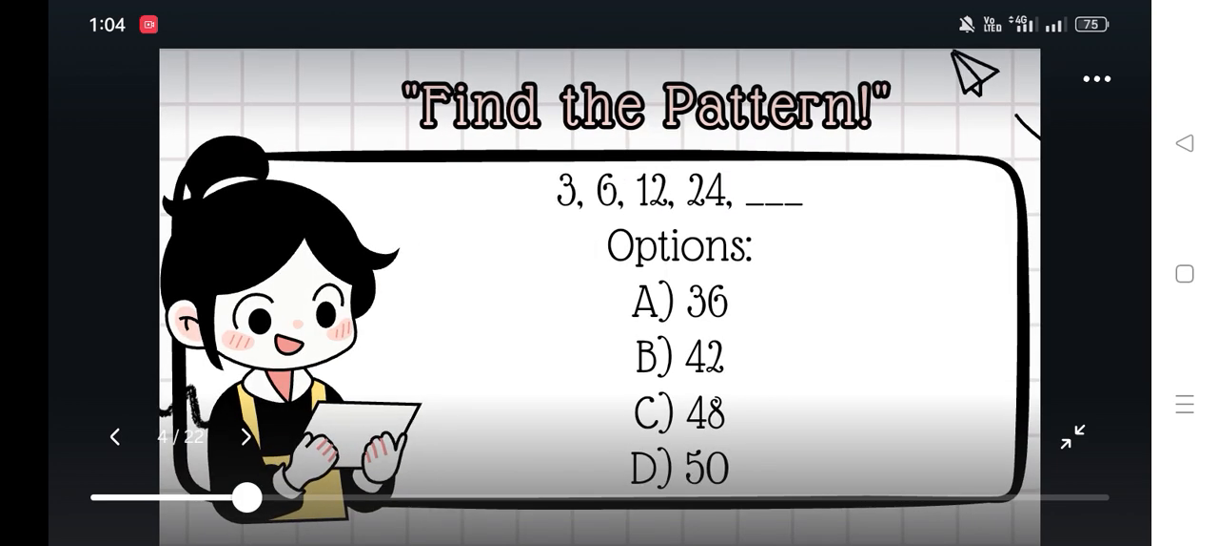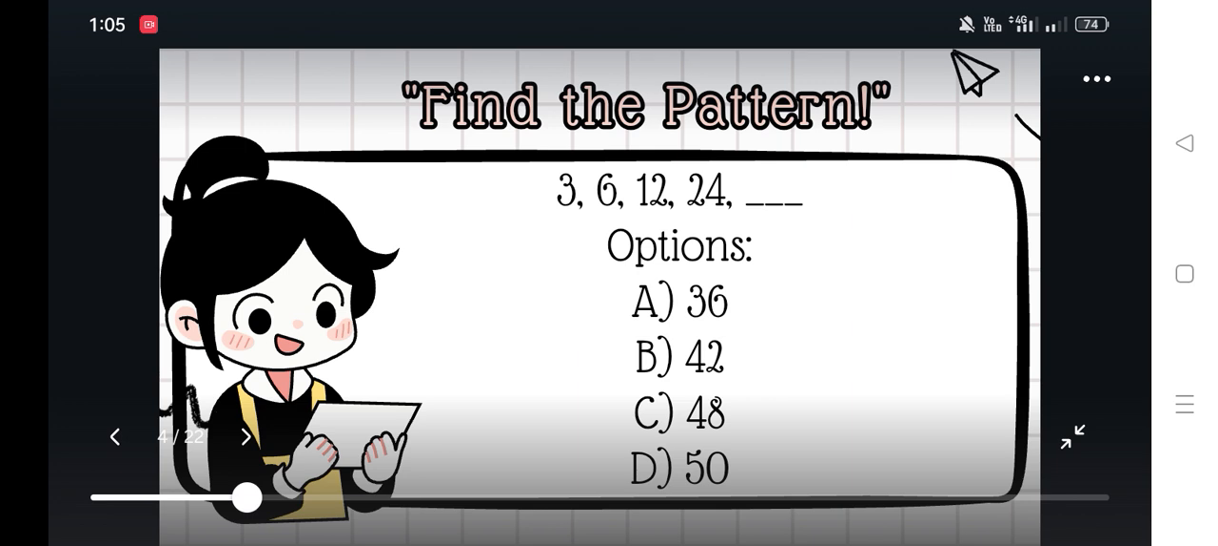So, another one. We have 3, 6, 12, and 24. What is the next number? Our options, we have 36, 42, 48, and 50. Very good, it's 48. So how did you get the next number? By multiplying by 2.